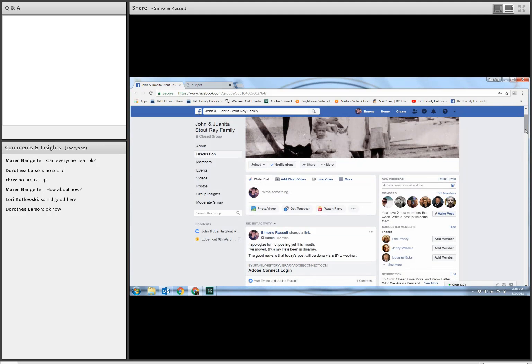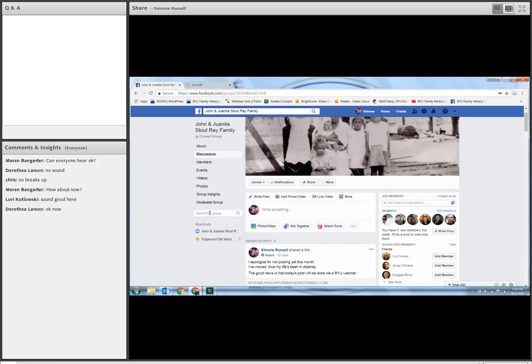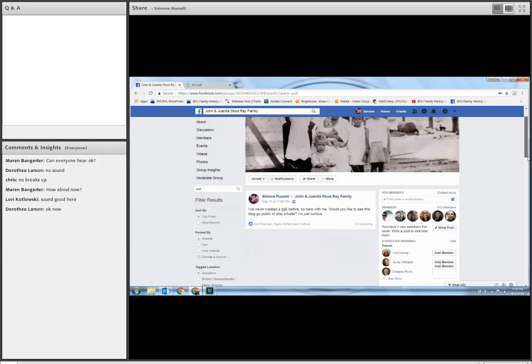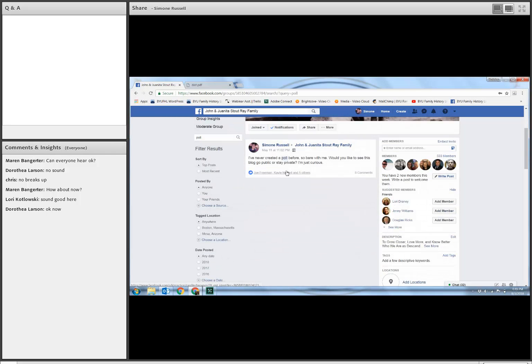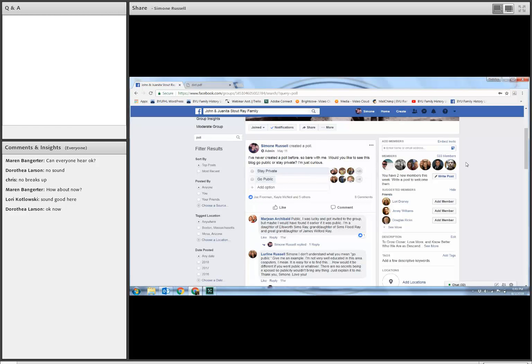I haven't actually looked for the poll, but let's see if I can find it. Yeah. So I took it on May 11th, and it was kind of just a trial, but this is the question: would you like to see this blog go public or stay private? And 8 people commented, and here's the poll right here. So you can see that 3 plus 23, so 26 people, requested to stay private, and 4 plus 3 people said that they'd like to go public. And then here's some comments.